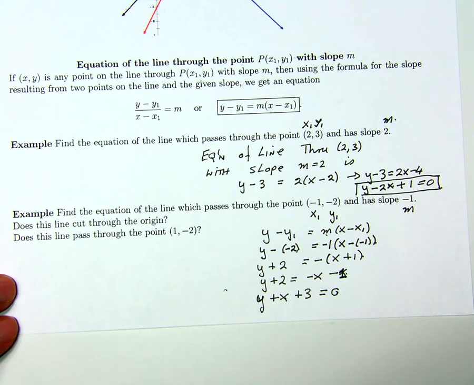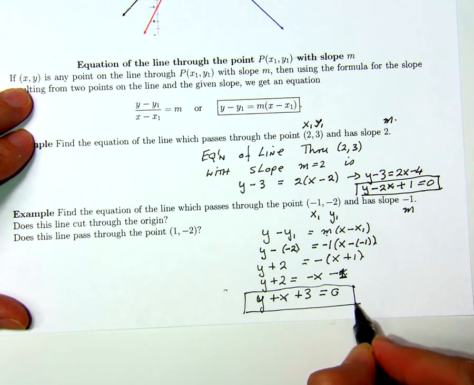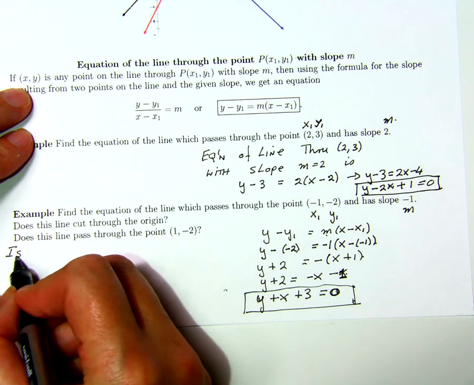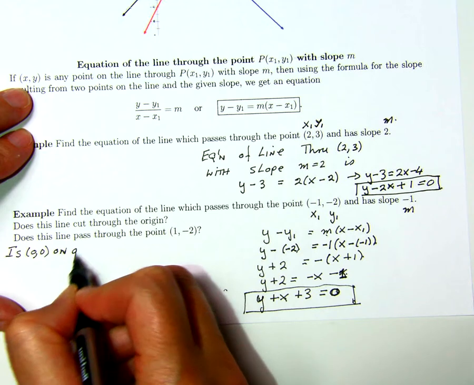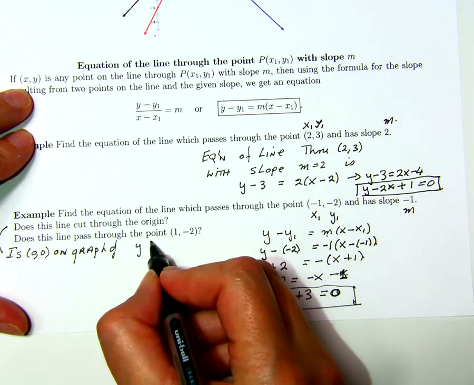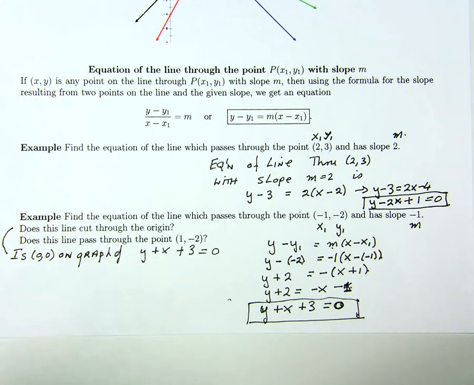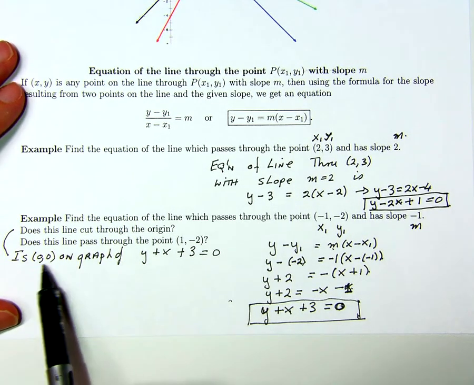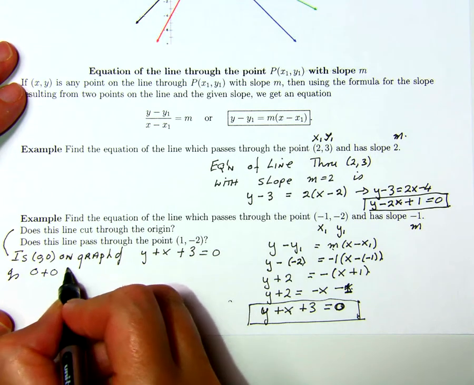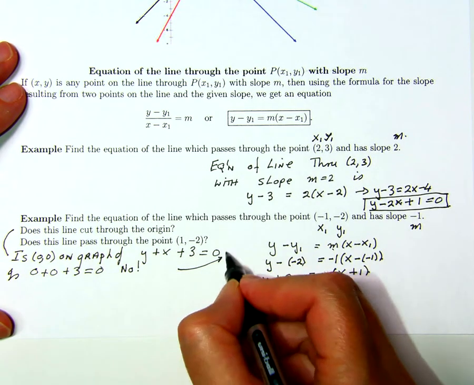And now I have 2 extra questions. Does this line cut through the origin? Well, this is just a question about the graph of this equation. Remember, the graph of this equation is the line. So the question is the point 0, 0 on the line, or on the graph of this line, which has equation y plus x plus 3 equals 0. And remember, we don't have to draw the graph to figure this out. We just have to figure out if 0, 0 is a solution to this equation. So the question is 0 plus 0 plus 3 equal to 0? And I can say for sure that that's not the case, and that means that the answer here is no.